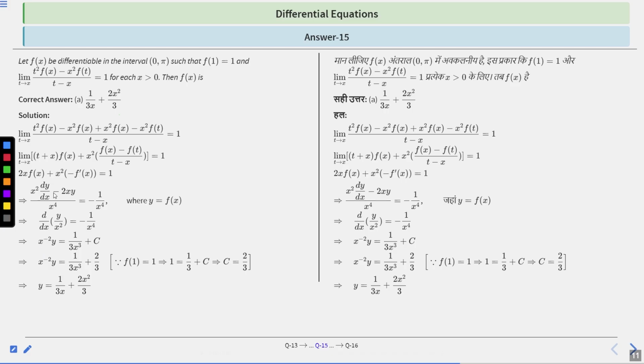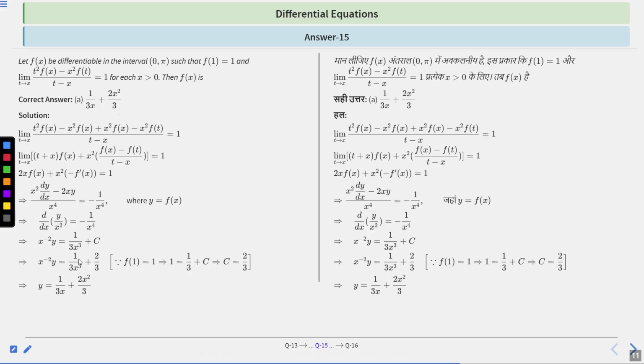Therefore, after integrating both sides, we got x to the power minus 2y is equal to 1 by 3 x cube plus c. Right, therefore we got x to the power minus 2y is equal to 1 by 3 x cube plus 2 by 3. Why 2 by 3? Because since f(1) is equal to 1, therefore 1 is equal to 1 by 3 plus c. Therefore, c is equal to 2 by 3.